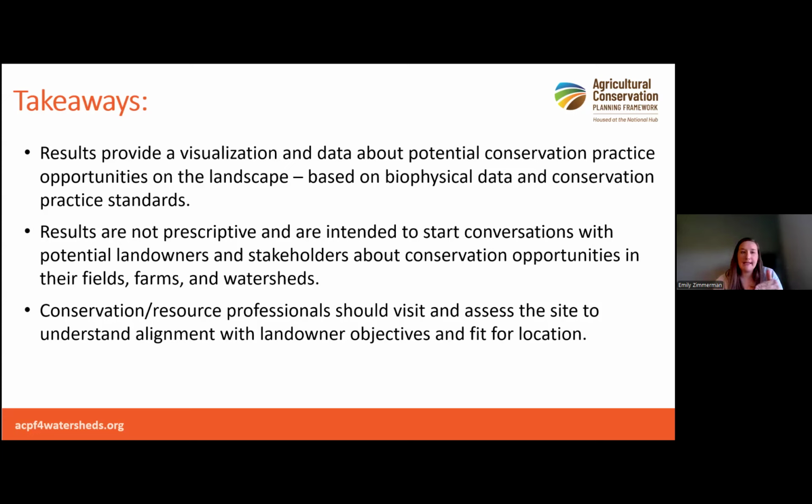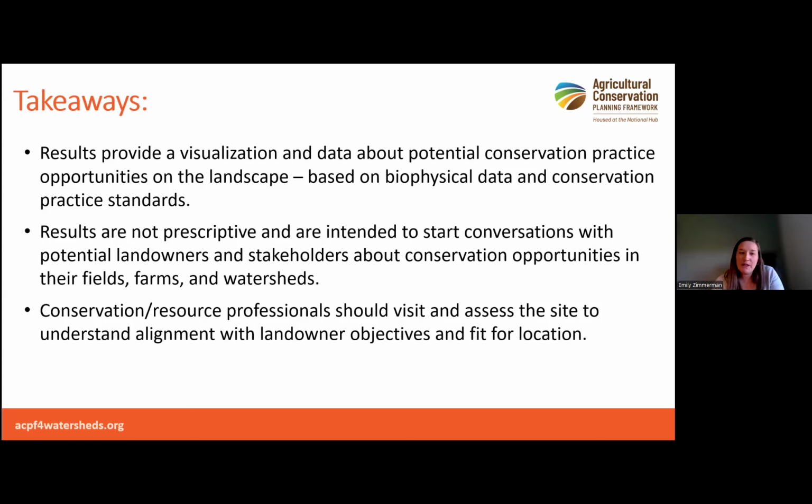And the process by which we identify the opportunities for conservation practices is based on the biophysical input data, the data generated during prior steps of the ACPF, and the conservation practice standards. So it's a really data-driven approach to identifying where those opportunities are.